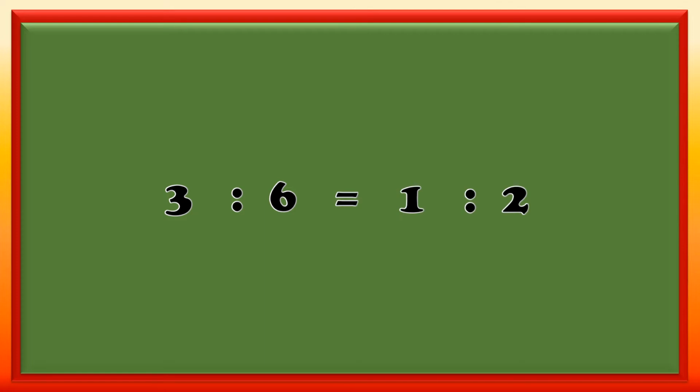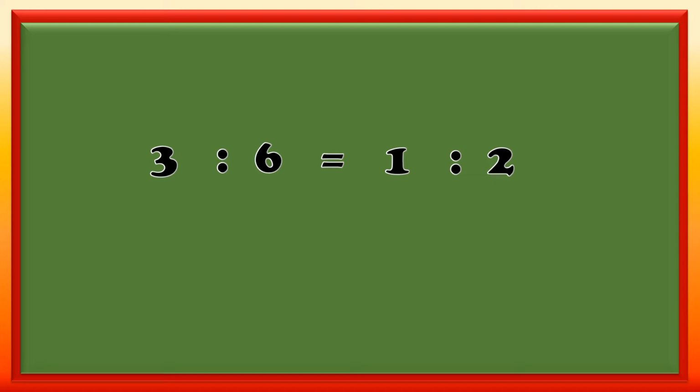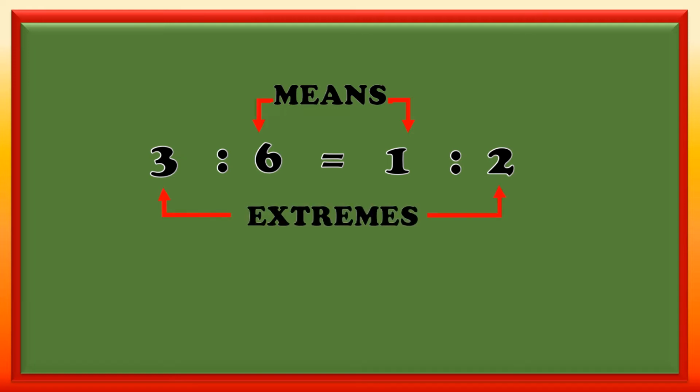In this proportion, 3, 6, 1, and 2 are called terms. Now the terms inside the proportion are called the means, while the terms outside the proportion are called the extremes.